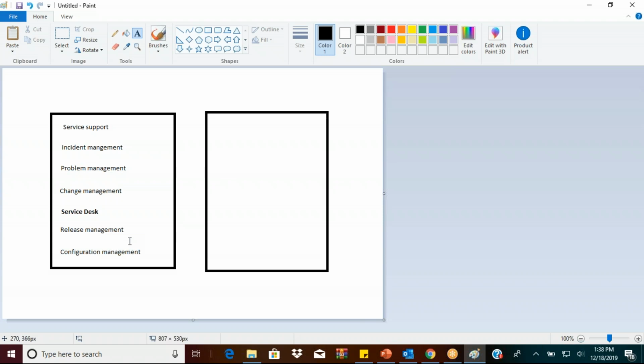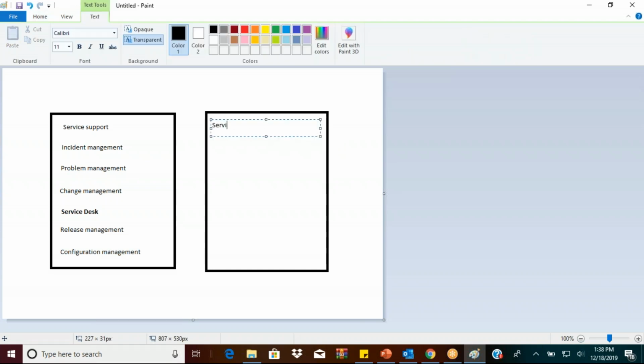So why were these put into service support? Because we see incidents, we see problems, we see changes, we see releases and configurations every day in and day out. So all those day-to-day operational activities are put into one process area called service support.